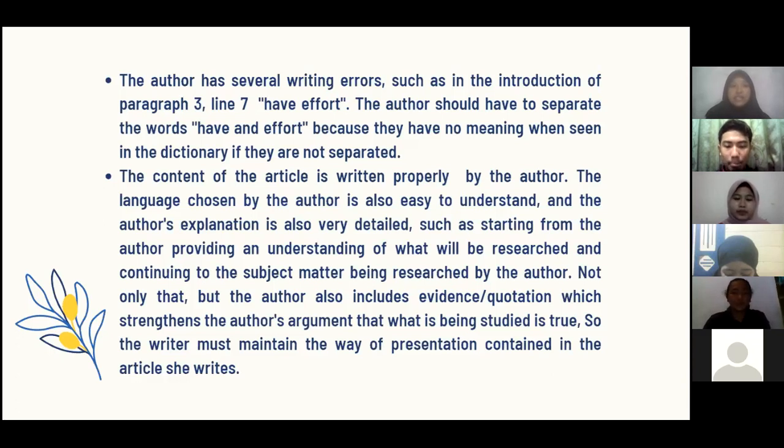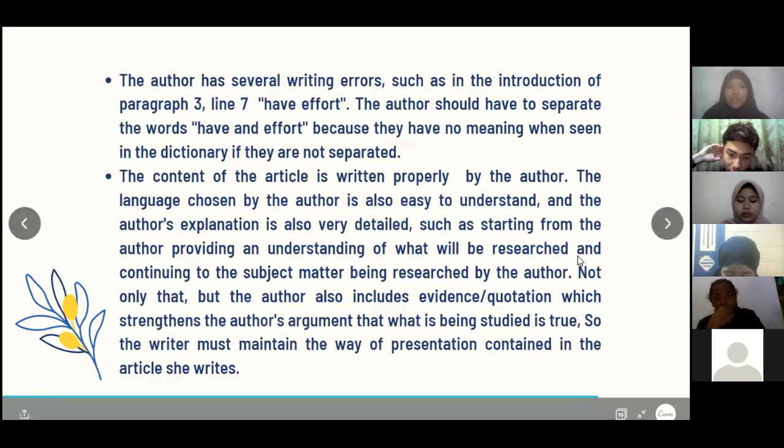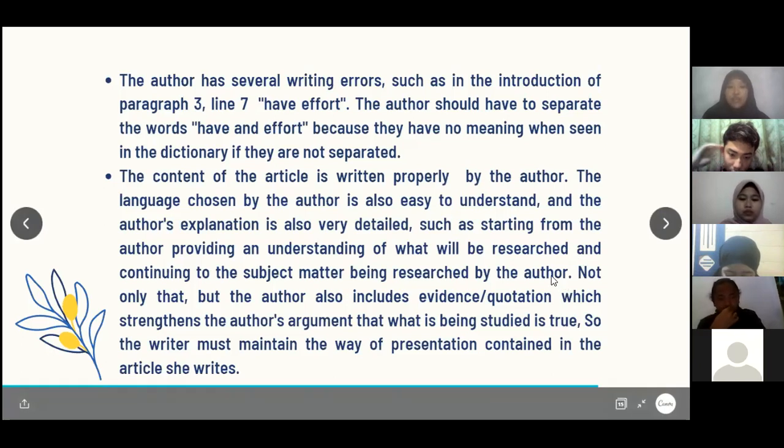And the second is the content of the article is written properly by the author. The language chosen by the author is also easy to understand, and the author's explanation is also very detailed, starting from the author providing an understanding of what will be researched and continuing to the subject matter being researched by the author. Not only that, but the author also includes evidence or quotation which strengthens the author's argument that what is being studied is true.